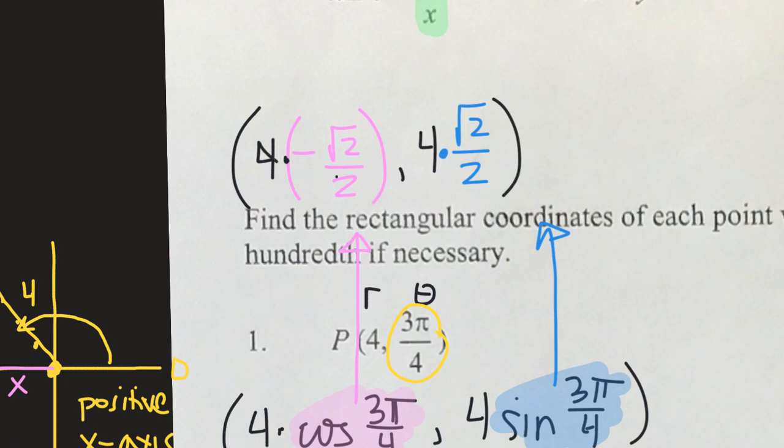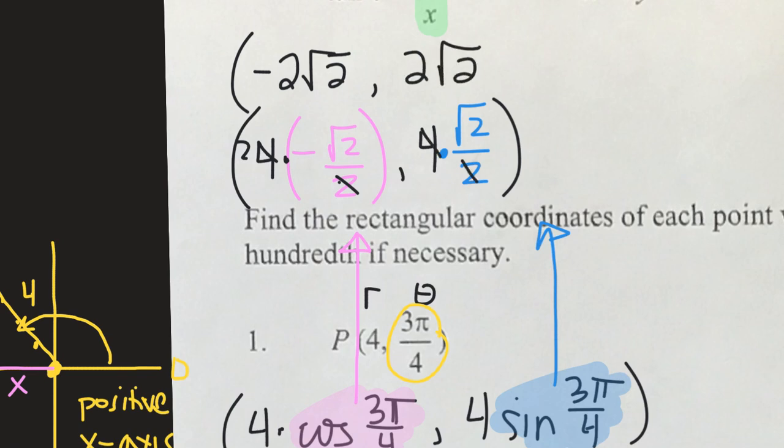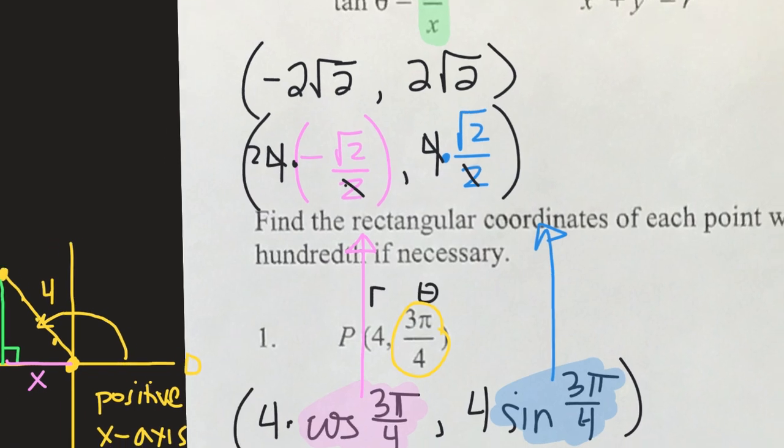So 4 divided by 2, that's 2. So negative 2 root 2 is my x-coordinate. 4 divided by 2 is 2. And 4 divided by 2 is 2. So our x is negative 2 root 2, which makes sense. Hopefully it makes sense, right?